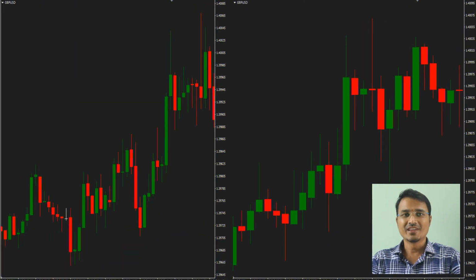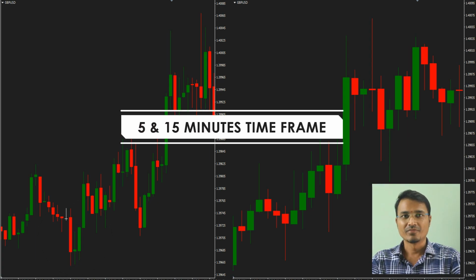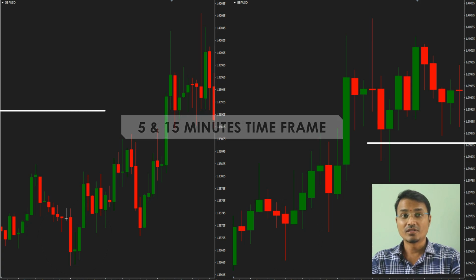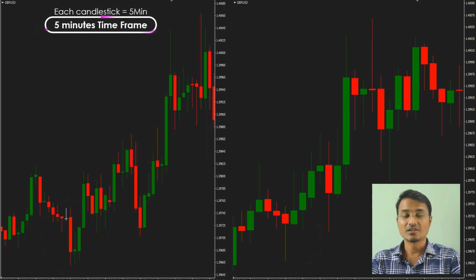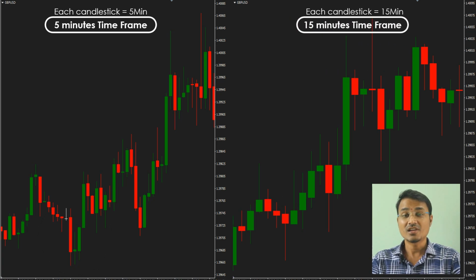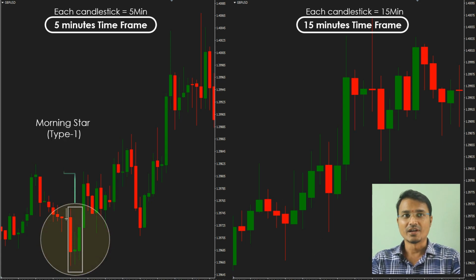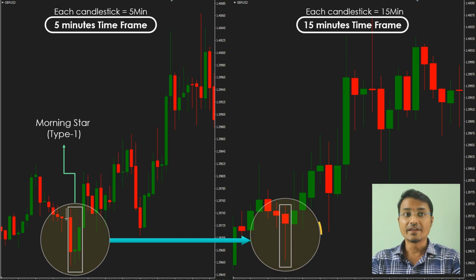Friends, before taking a trade decision, we have to analyze the price chart in various time frame. For example, this is the 5 minutes time frame, each candle consisting of 5 minutes, and this is the 15 minutes time frame, each candle consisting of 15 minutes. Type 1 Morningstar pattern formed in 5 minutes chart, and the same pattern converted into hanging man in 15 minutes time frame, as shown in the picture.